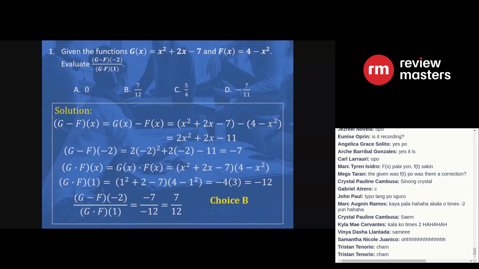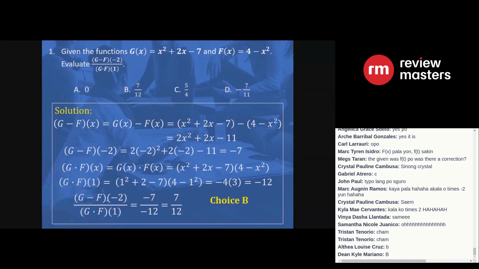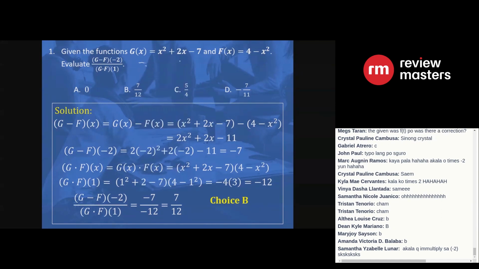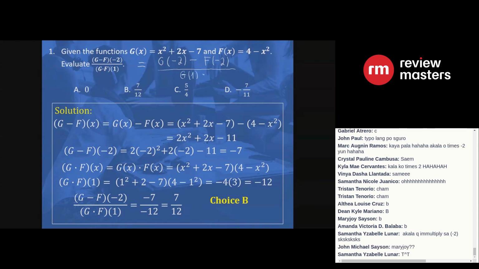So ang pwede ninyo rin gawin dito, since evaluation lang naman yung ginagawa, is that, okay, let's see. You can simply solve automatically. So you have g at negative 2 minus f at negative 2 all over g at 1 times f at 1. So pwedeng diretsong ganito kung evaluation lang naman.